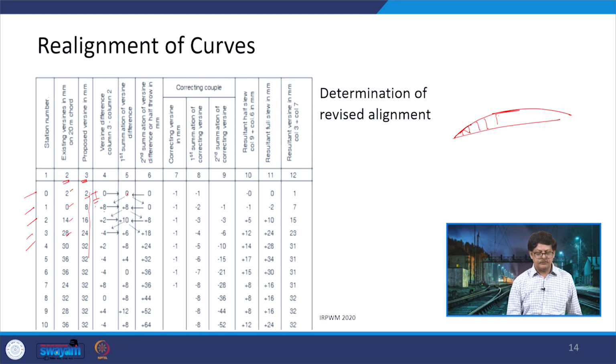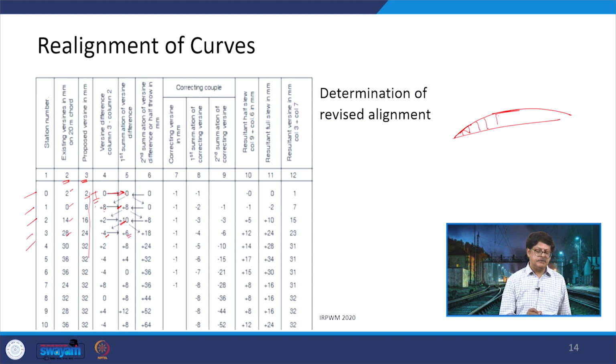So, we have the first value as 0, which comes from here, and then we add the next value to that. So, 0 plus 8 is plus 8, plus 8 plus 2 is plus 10, plus 10 and minus 4. So, it becomes plus 6. That is how the values are being taken here.